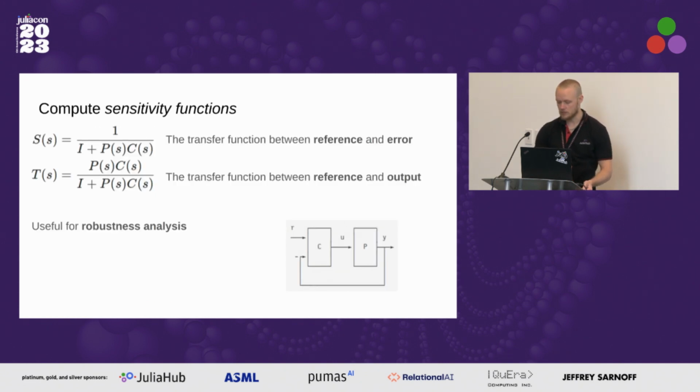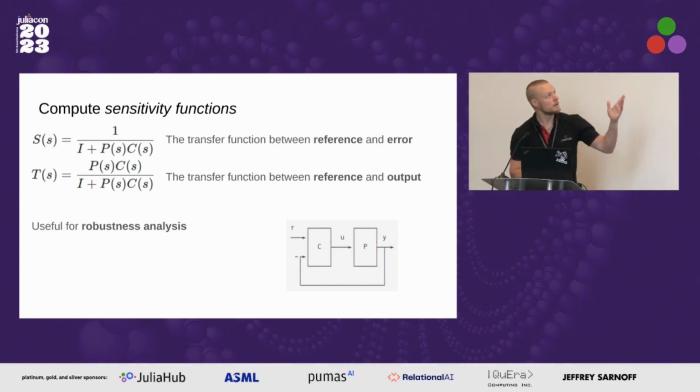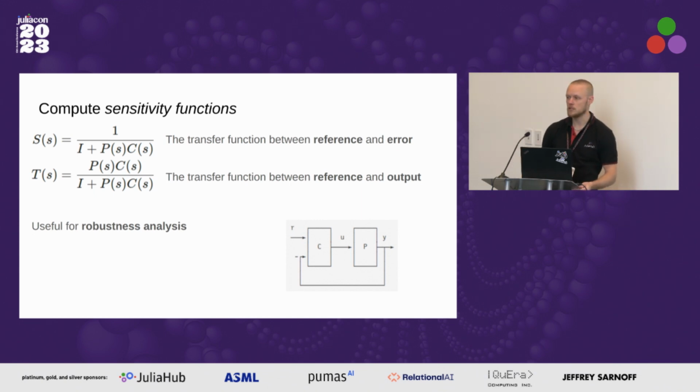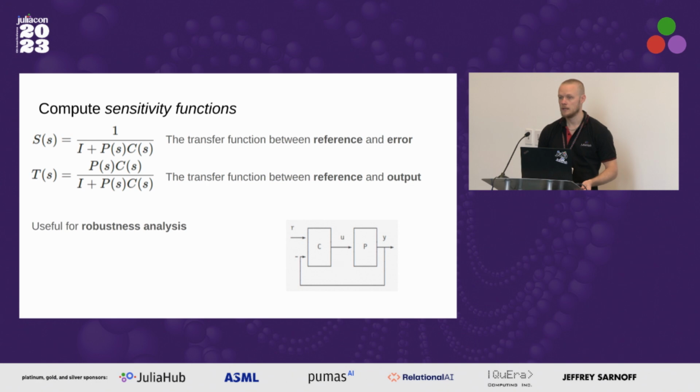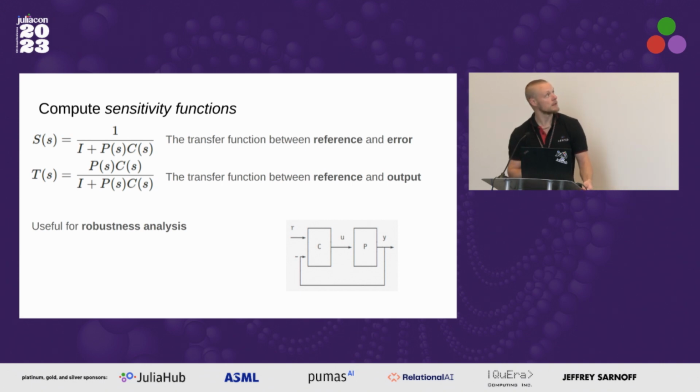So a control systems engineer might be interested in computing something like a sensitivity function. And I show them here. If you are not familiar with those concepts, it doesn't matter. The sensitivity function S is the transfer function from the reference to the control error. So typically we say, if I give a certain reference to my controller, we want the error to eventually become 0, right? We can't expect it to be 0 infinitely fast. That's unreasonable. But eventually, we would like it to be 0.